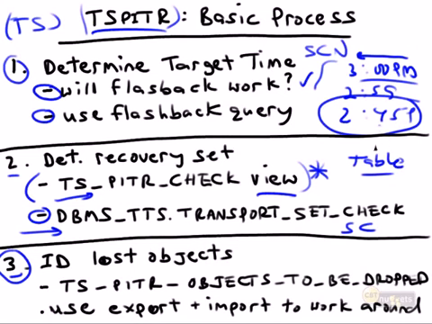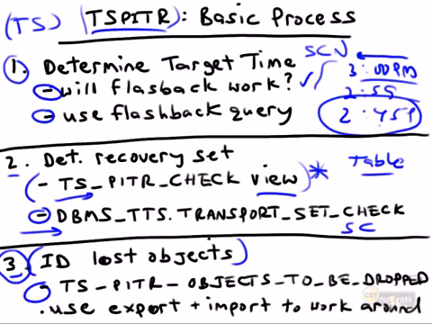Well, after the fact, your choices are a little bit more limited. Maybe you have a clone database, maybe you have a standby database. Best to try to identify lost objects before we initiate TSPITR. There's a system view called TSPITR_OBJECTS_TO_BE_DROPPED, and that will let us know proactively what's there.